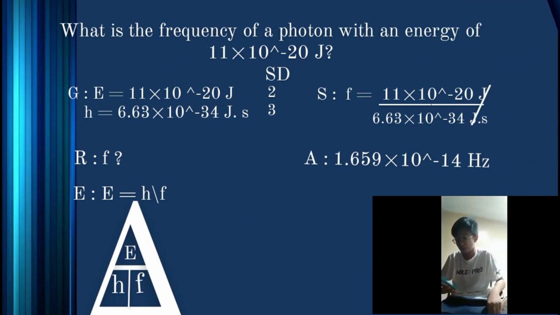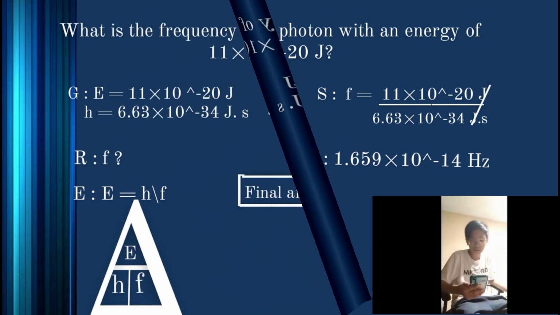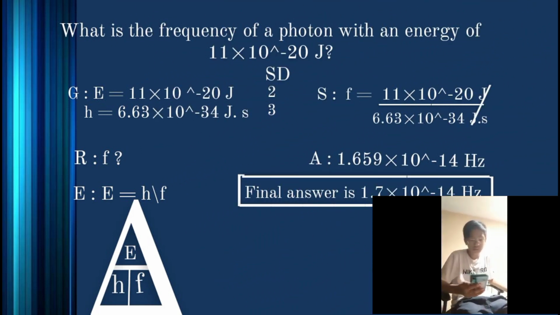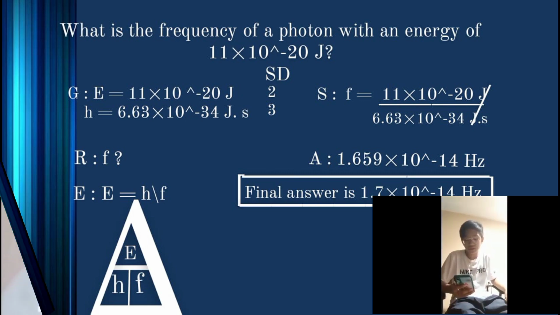As you can see, this is not our final answer. Before we proceed to our final answer, don't forget the significant digits. The significant digits of the photon energy is 2, while the Planck's constant is 3. Then the final answer is 1.7 times 10 to the power of 14 hertz. Why is it hertz? Because the unit of frequency is hertz.